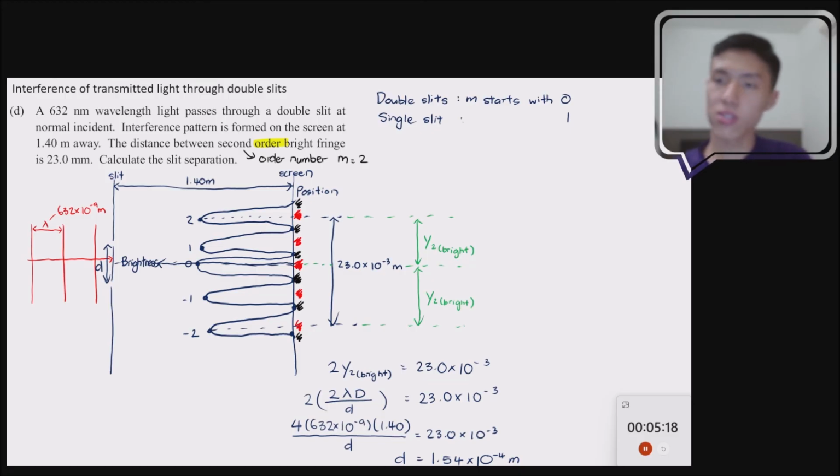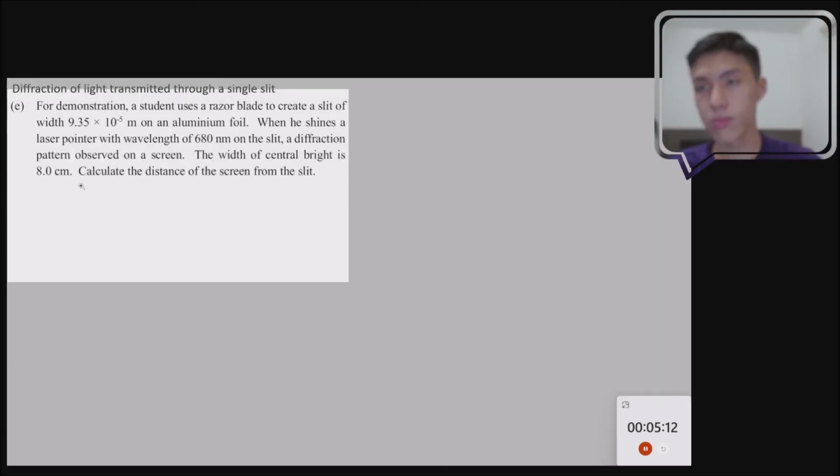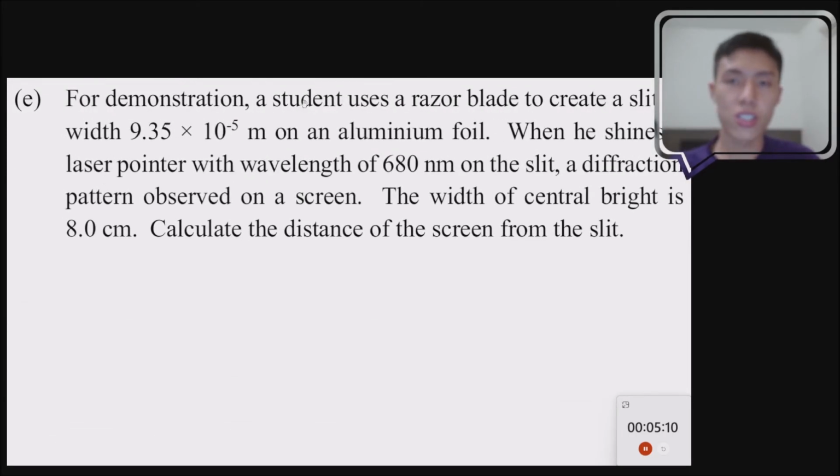Should be fine. So this is the slit separation. Next, question E. For demonstration, a student uses a razor blade to create a slit of width 9.35 times 10 to the power of negative 5 on the aluminium foil. So they create a slit, right? So this is a single slit question because there is only one hole or one line only.